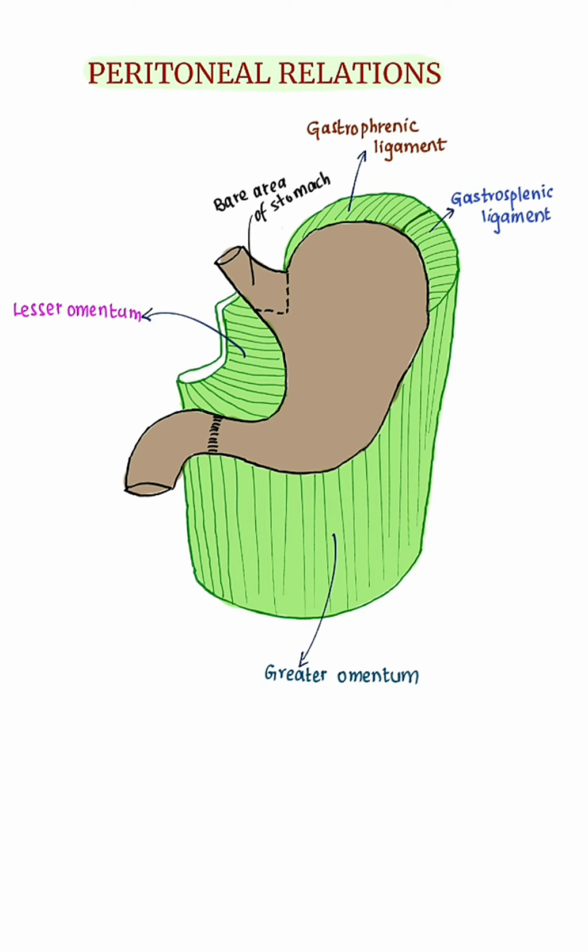The folds of peritoneum extending from the stomach are: the lesser omentum, which extends from the lesser curvature of the stomach to the liver; and the greater omentum, which extends from the lower two-thirds of the greater curvature of the stomach.